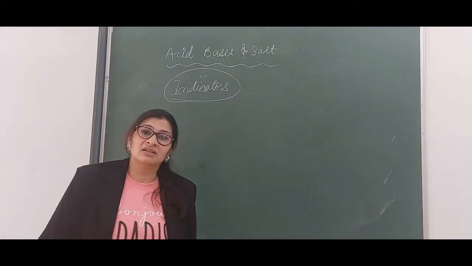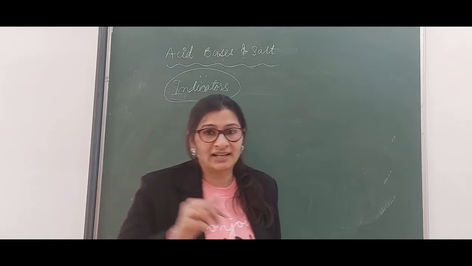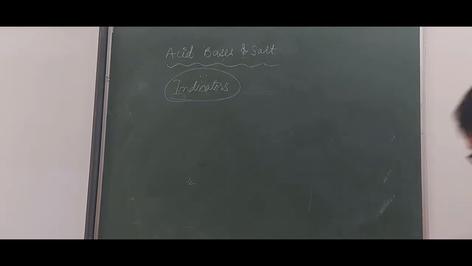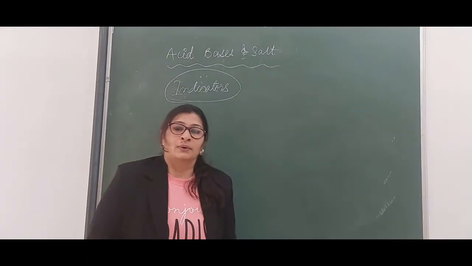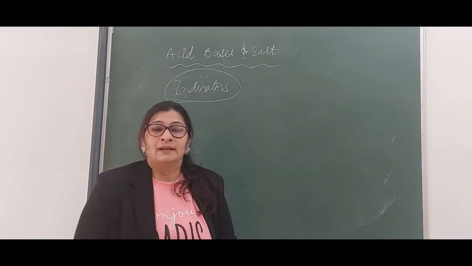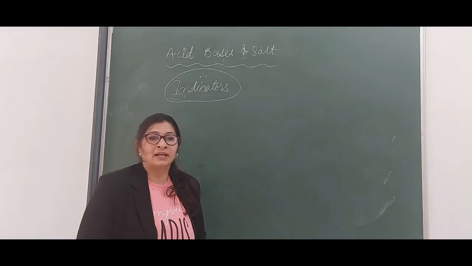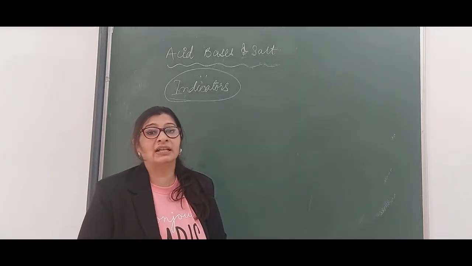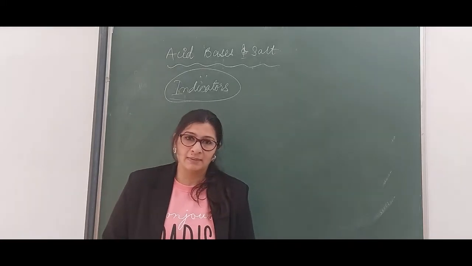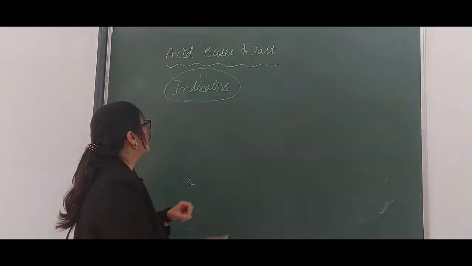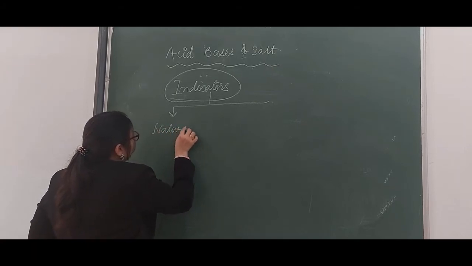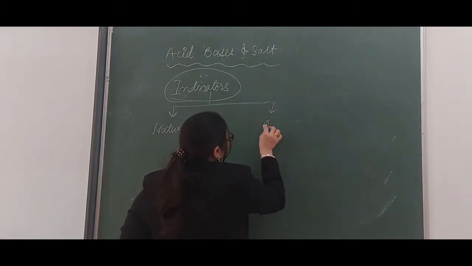Now indicators, we have two main types of indicators. So let's just study that. Okay, so we are doing indicators. The indicator is the last thing which is left in this topic. Why we need indicators? We need indicators because we cannot taste acid, base or salt in the chemistry lab. So for that purpose we need indicators. Now indicators are of two types. One is natural indicator and the other is artificial.